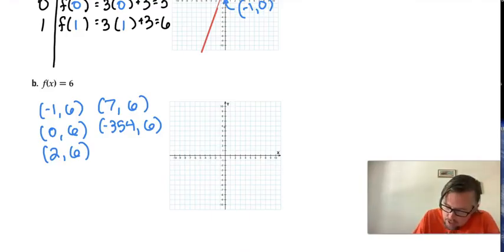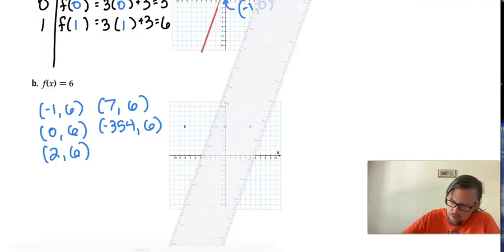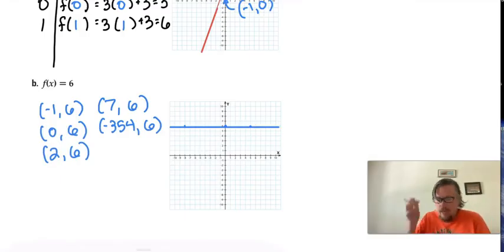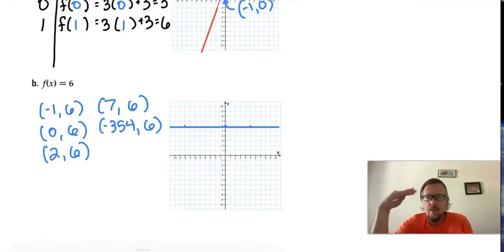So what this looks like is a horizontal line going through 6. I'll just pick a few points to use just so we can have something to connect here. Here's our line. And that's our equation, f of x equals 6. It's a horizontal line going through 6.